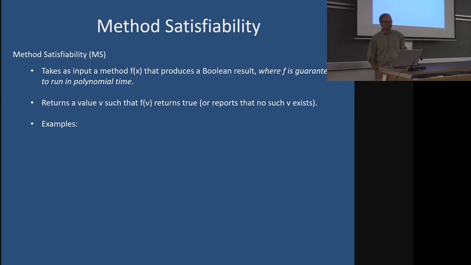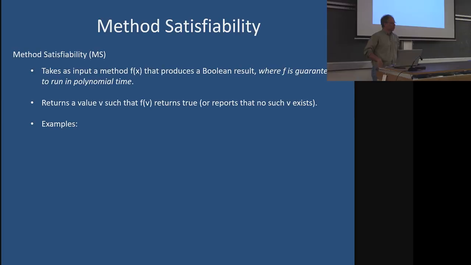Okay? So you feed it a method, f of x, and what it will do is give you back a value v that will make f of v return true. Or it will report that no such v exists. Okay?